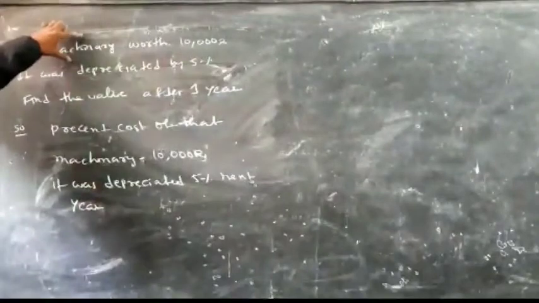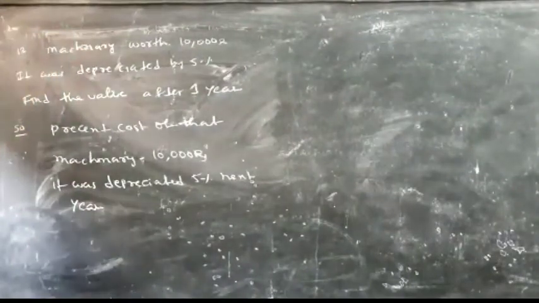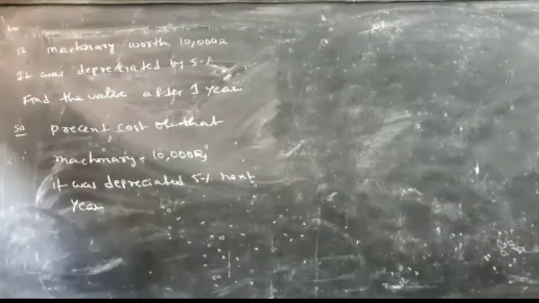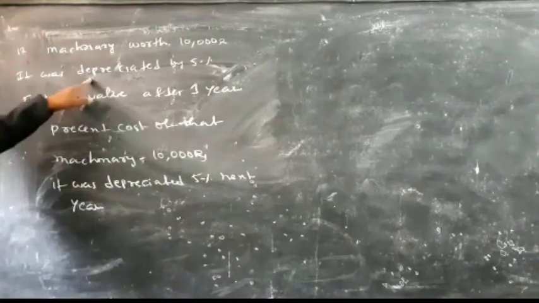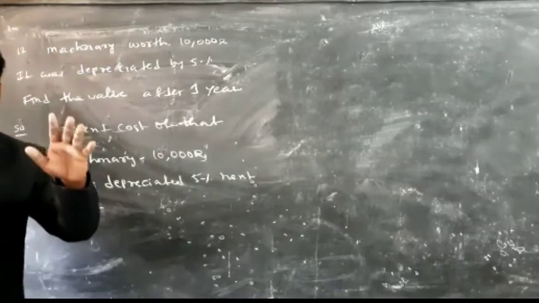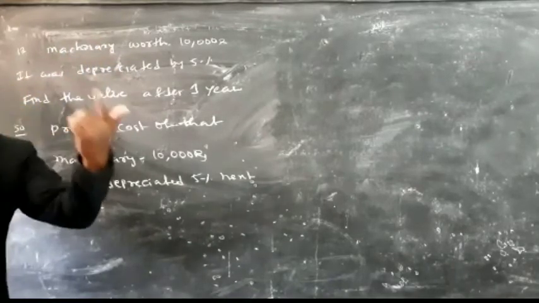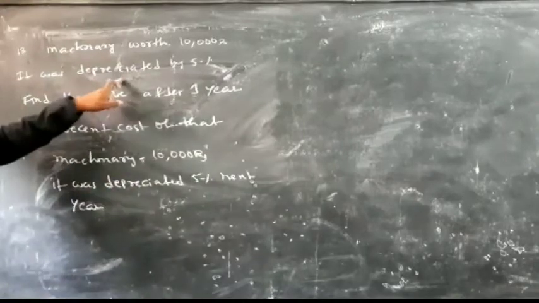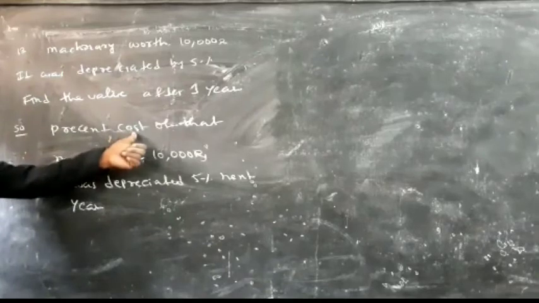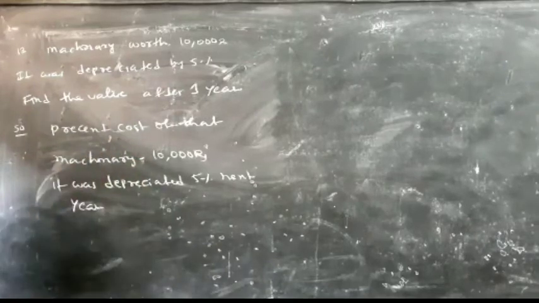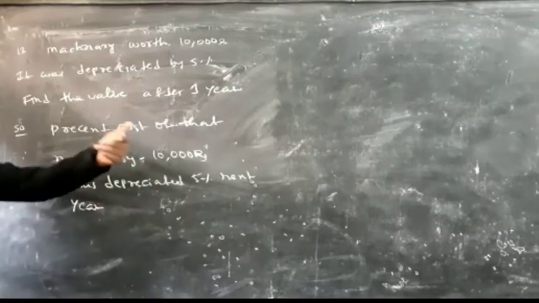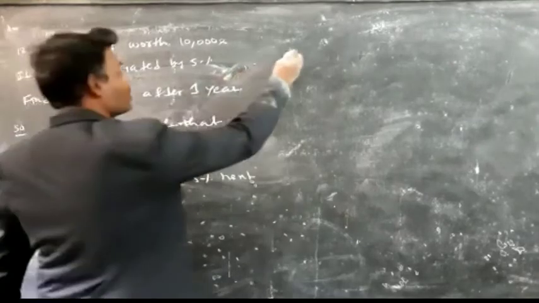See, machinery worth is 10,000 rupees. So the cost of that machinery is nothing but 10,000 rupees. It was depreciated by 5% to next year. Now you have to find out what is the cost of that machinery to next year. It means after depreciation of 5%. See, present cost of that machinery is nothing but 10,000 rupees. It was depreciated 5% to next year. So you have to find what is the depreciated amount.